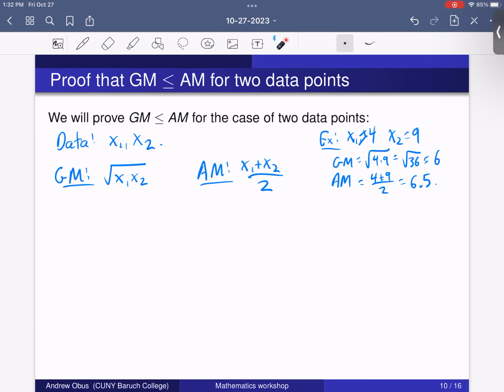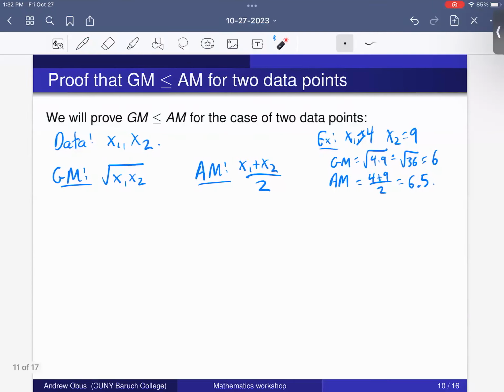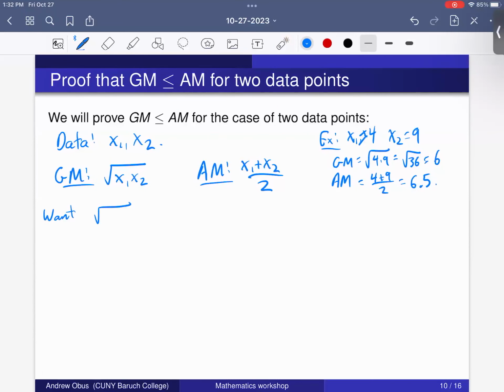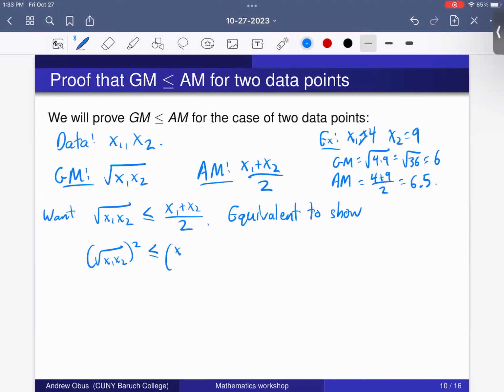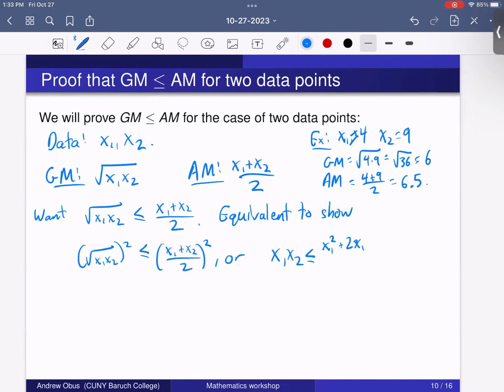Okay, so what do we want? We want that the square root of x1 x2 is less than or equal to (x1 + x2) over 2. Okay, so it's equivalent to show, I can square both sides. So it's equivalent to show that the square root of x1 x2, squared, is less than or equal to (x1 + x2) over 2, squared. Or in other words, x1 x2 is less than or equal to x1 squared plus 2 x1 x2 plus x2 squared, divided by 4.